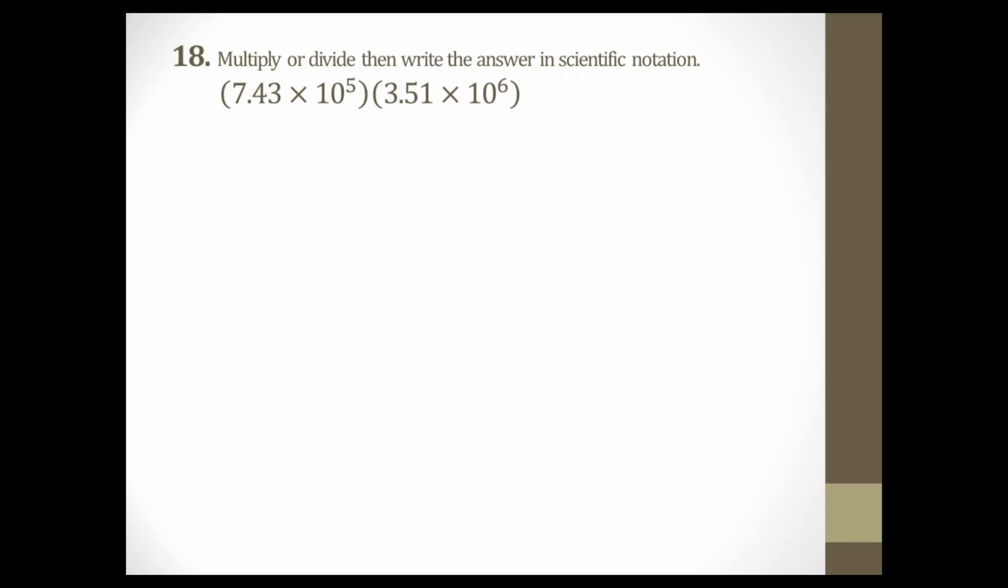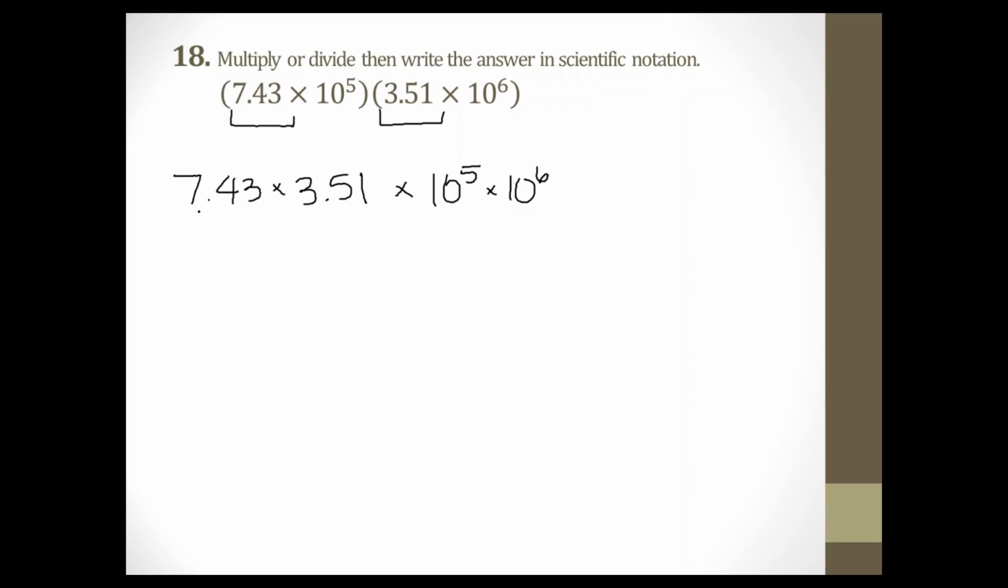Alrighty, so we're going to start by multiplying the numbers. So we're basically doing 7.43 times 3.51, and then we're going to multiply that by 10 to the 5th times 10 to the 6th. The neat thing about multiplication is it's commutative, so you can switch all that around and you'll get the same answer. So let's take care of the decimals first.